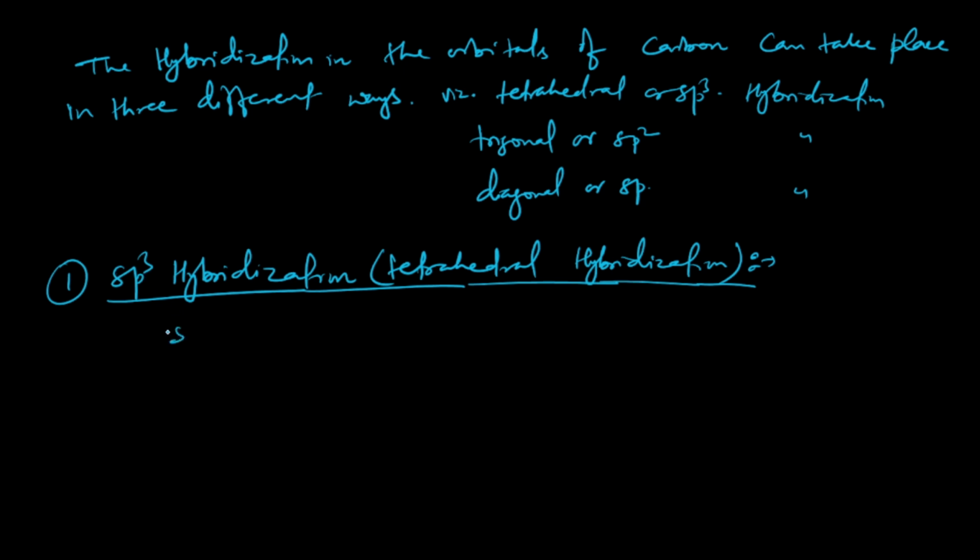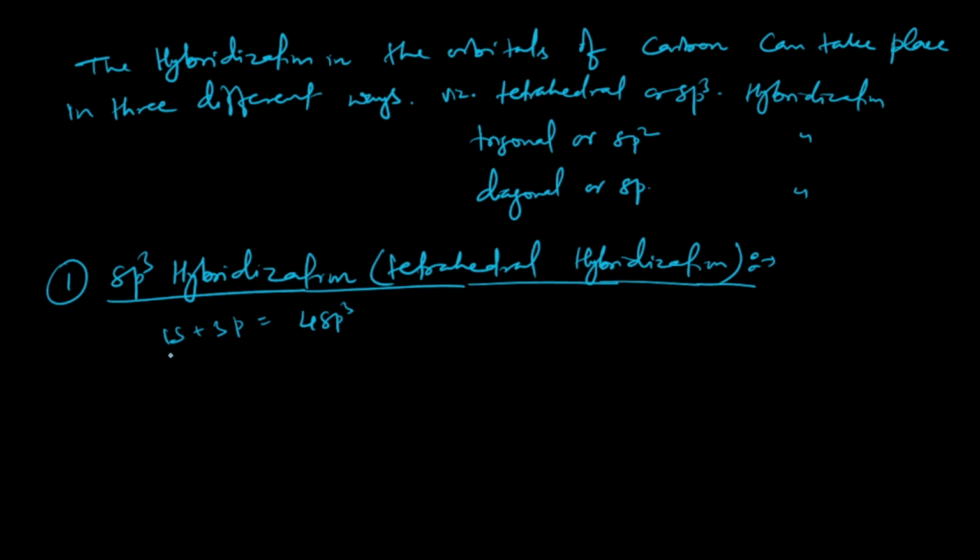So it will be 1s plus 3p. So how many is it? 4 sp3 orbitals. In hybridization, always remember that the number of atomic orbitals participating will be equal to the number of hybrid orbitals formed. If 4 atomic orbitals are participating, you will get 4 sp3 hybrid orbitals. If 3 atomic orbitals are participating, you will get 3 hybrid orbitals.